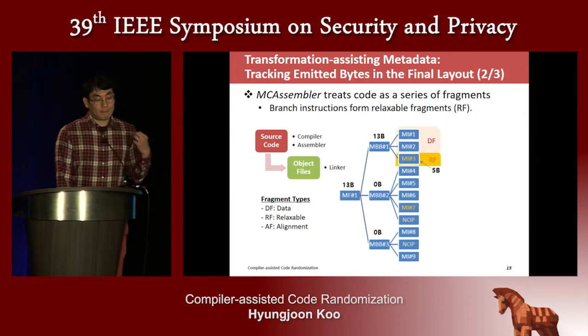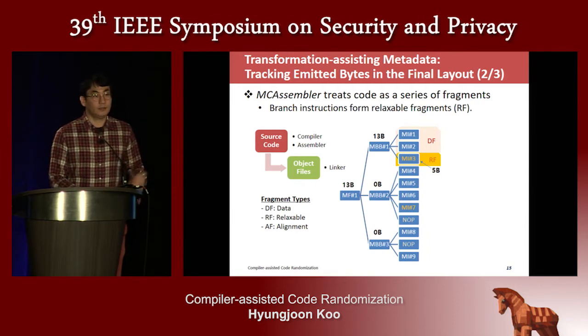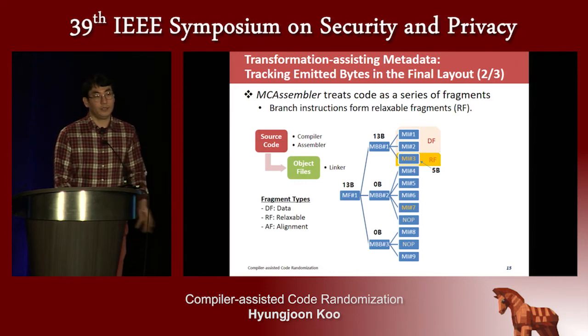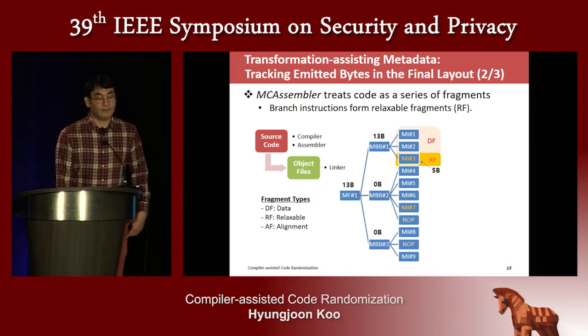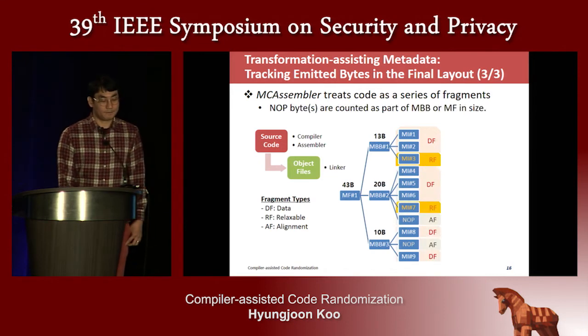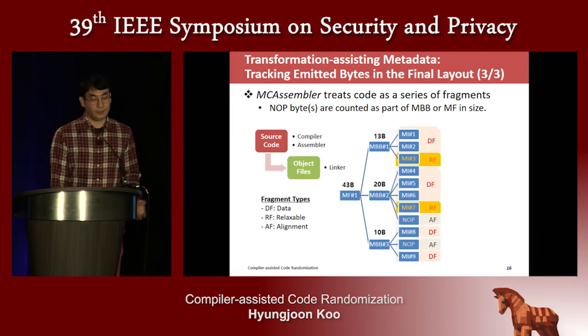And when the assembler encounters the branch instruction, it forms relaxable fragments. If you think about the jump instructions, there is the operand. Sometimes this operand should be expanded. If it's 1 byte and the target is not reachable, it should be expanded to 4 bytes. That's what the instruction relaxation does. So here we have 5 bytes for the relaxable fragment. And the last one we have to see is nop bytes. Nop bytes are formed as alignment fragments.